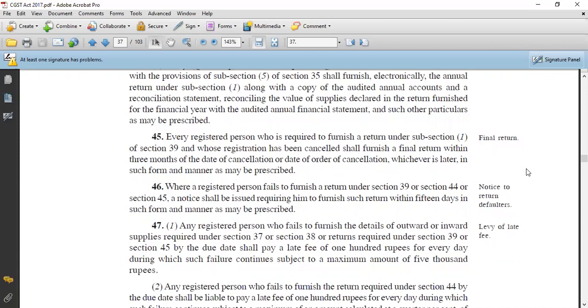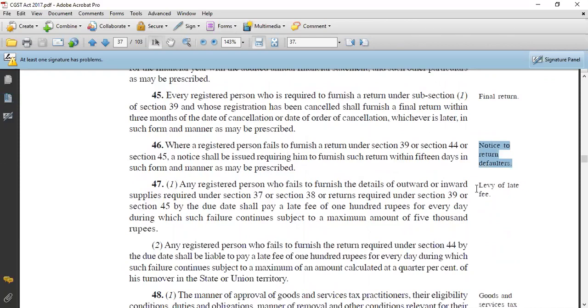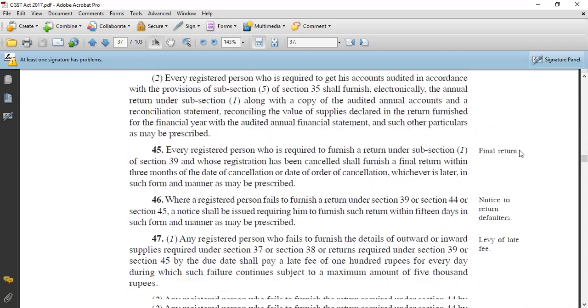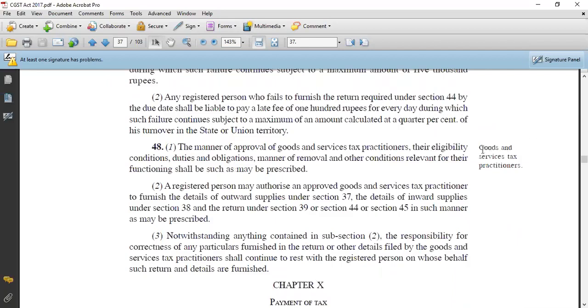Then we have section 46, that those who fail to furnish the return have to be issued a notice. Then we have section 47, which tells the fee, late fee. If I do not file my return on time, then how much fee I have to submit. Then 48 is GSTP, Goods and Services Tax Practitioner. That means assistance can be taken from those people who are registered as GST practitioners. If as a businessman I do not know how to file, I can take the help of these practitioners.